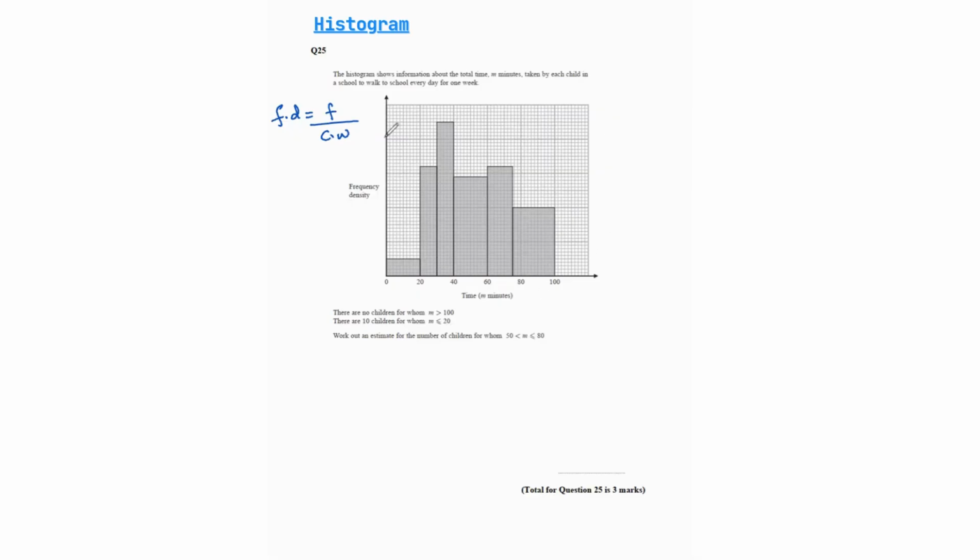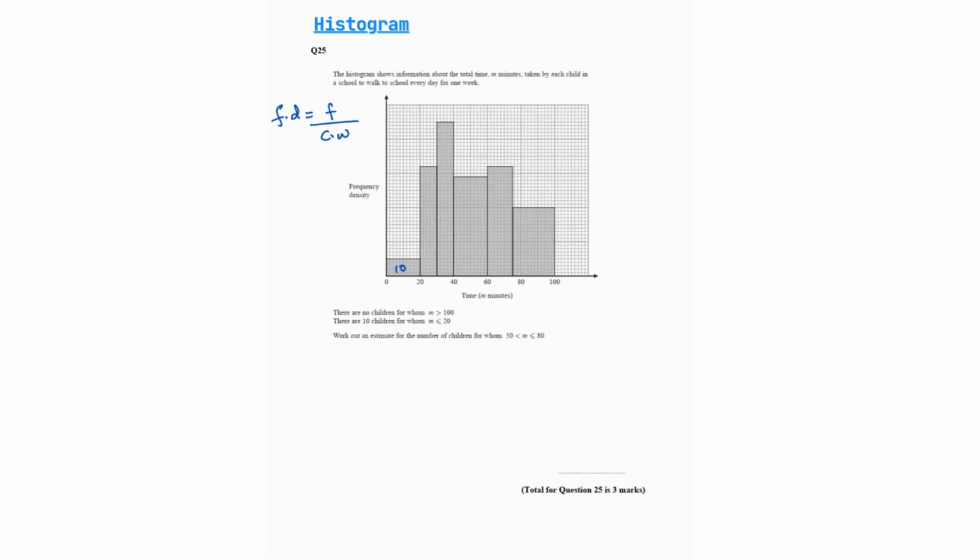In this case, they have given us the histogram and they're saying there are no children for whom m is greater than 100. So there's nothing over here. And there are 10 children for whom m is less than or equal to 20. So over here we have 10 children. So that's the frequency for this interval. Work out an estimate for the number of children for whom m is between 50 and 80.